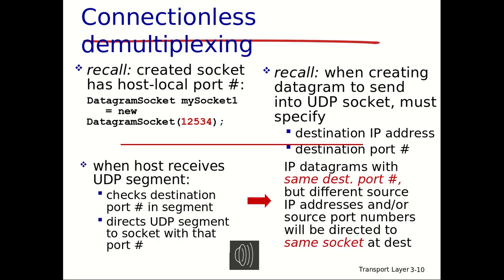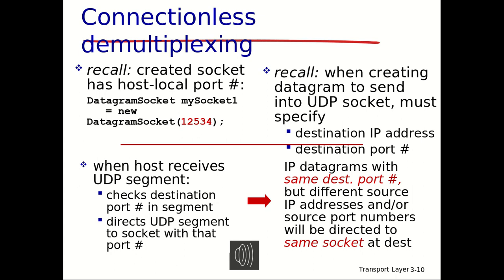Okay, so as this particular slide shows, once you create or open up a particular socket on the sender side, on the receiving side, when the host receives, that is the receiver receives a UDP segment, it checks the destination port in the segment. Okay, this is the port number that we talked about in the previous slide, that is part of the transport layer segment.